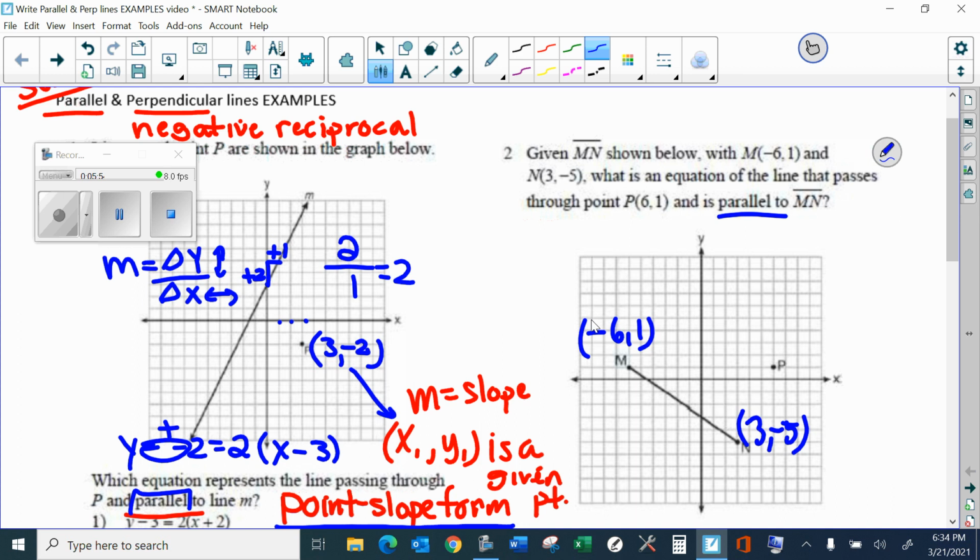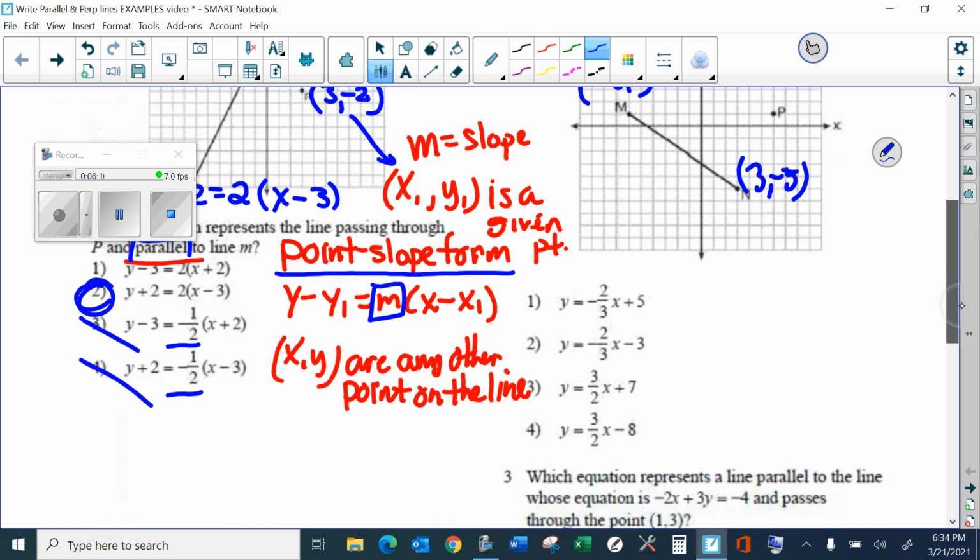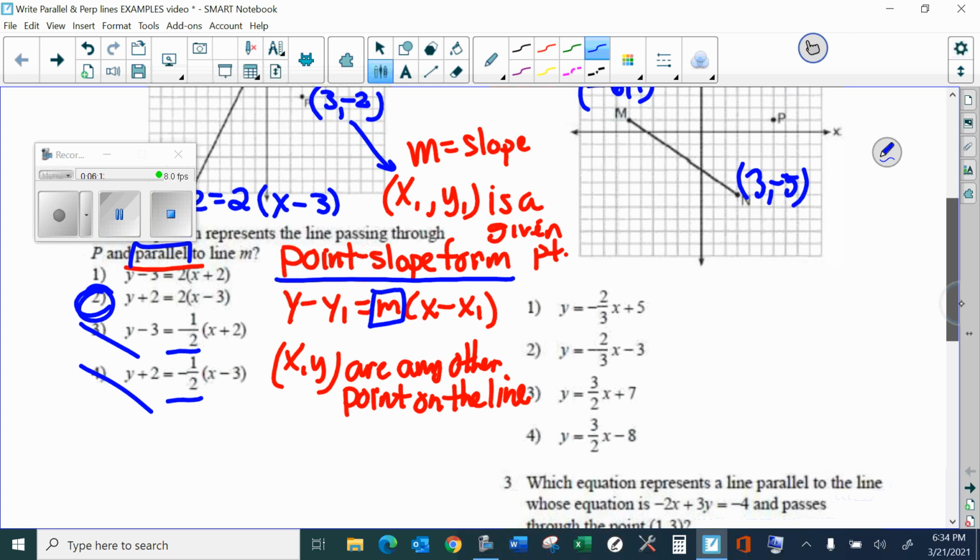I need to find the slope of this segment. And it's parallel, so same slope. I'm just going to write same slope. And they give me through this point, so I'm going to put it in point slope form. Now notice this time, it gives me the equation in slope intercept form. So I'm going to start with point slope form and then change it to slope intercept form, just to show you, because again, it may not be multiple choice.